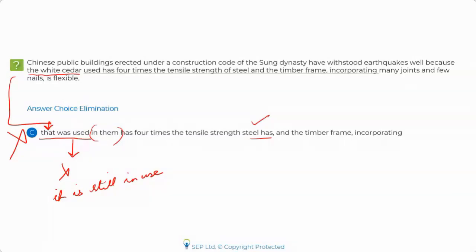Anybody who has any questions about C? 46% of you marked it. Can you see why it is incorrect, guys? Can you see why C is incorrect?